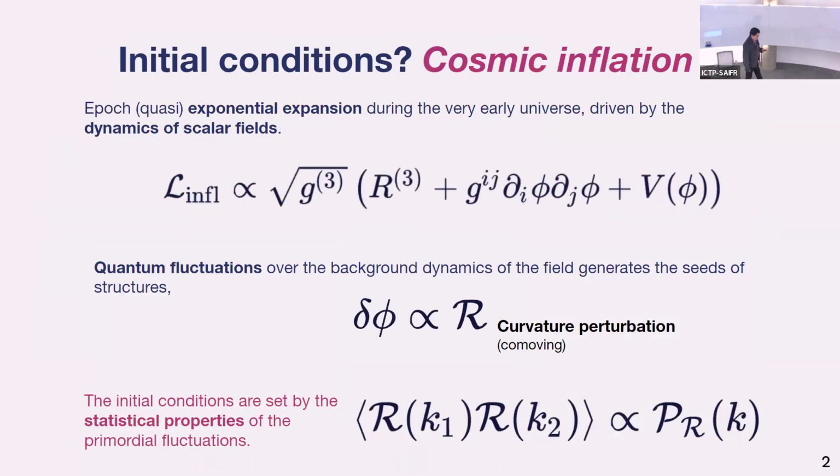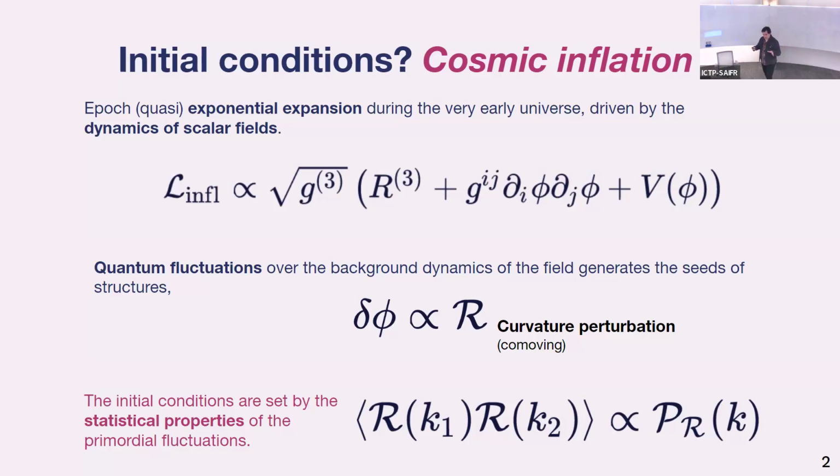So about the initial conditions, what do I mean when I talk about initial conditions? Mostly I'm talking within the framework of something that is known as cosmic inflation. Cosmic inflation is a phase of the universe that's characterized by a quasi-exponential expansion driven by the dynamics of some scalar fields. I say some scalar fields because you can have more intricate scenarios, you can have vector fields or combinations of vector fields with scalar fields. But the main idea is that you have a scalar field.